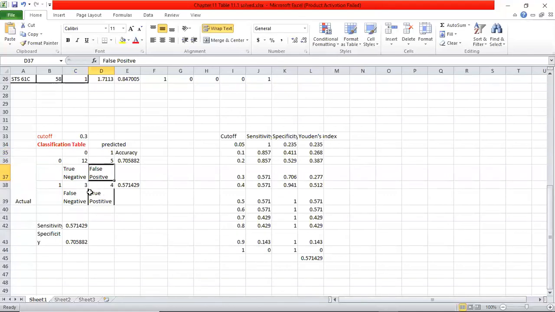Next we have true positive. That is called classification table, or it is also called confusion matrix. Here we have true positive, true negative, false positive, and false negative. We are trying to find all these four values. That is called the confusion matrix.